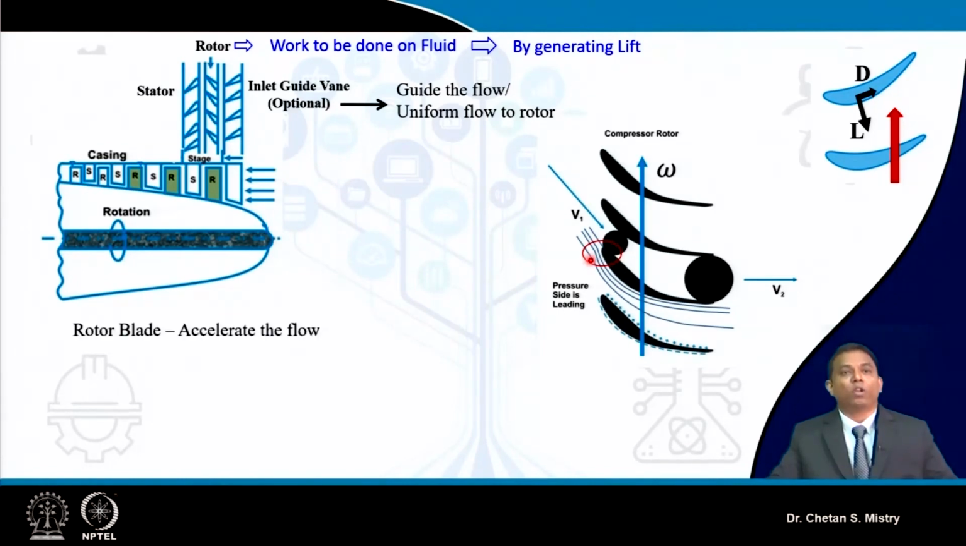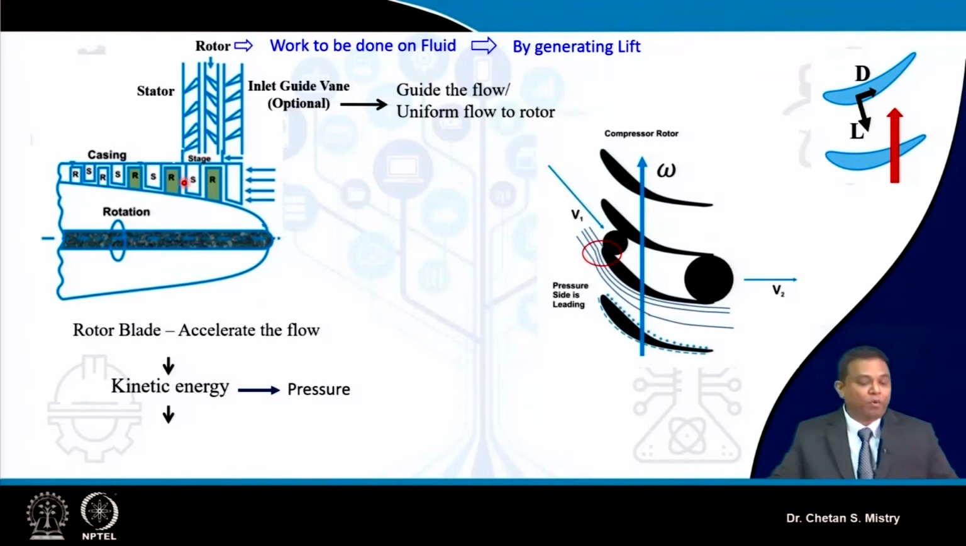Okay. Now overall, if you look at this rotor blade, I will have acceleration of flow, and there I will be converting the kinetic energy of the inflow into pressure. The next component is called the stator. Conventionally people used to say the stator is used to guide the flow to the next rotor. But when we discuss the design, you will realize the stator also contributes to the rise of our pressure.